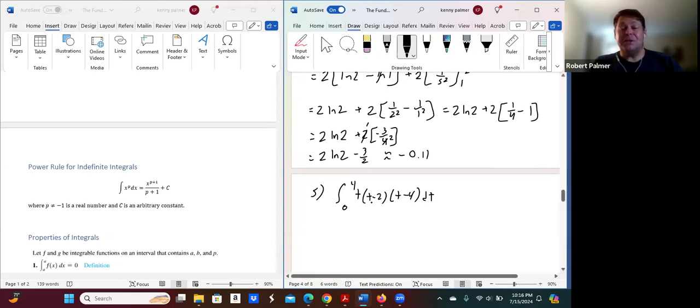Okay. Now, the best thing to do in a case like this, there's no really good way to integrate this as it is. What we need to do then is just basically multiply this out.